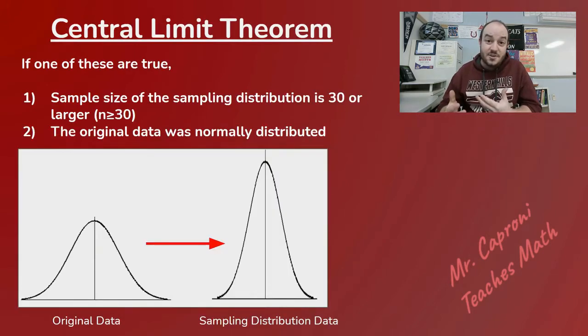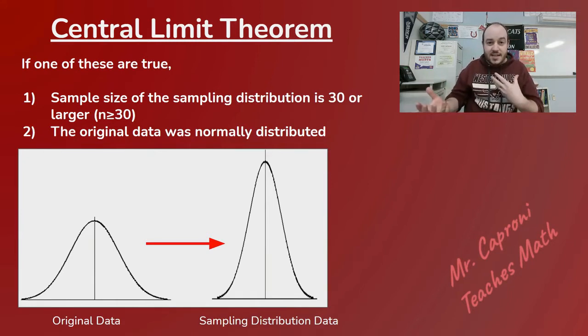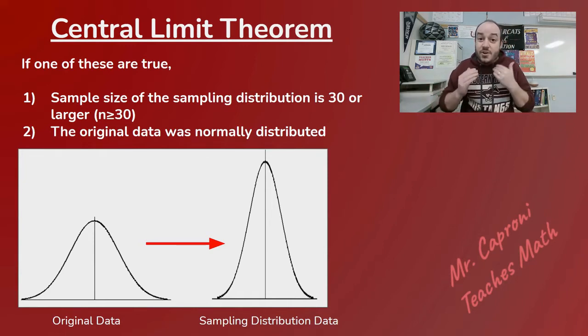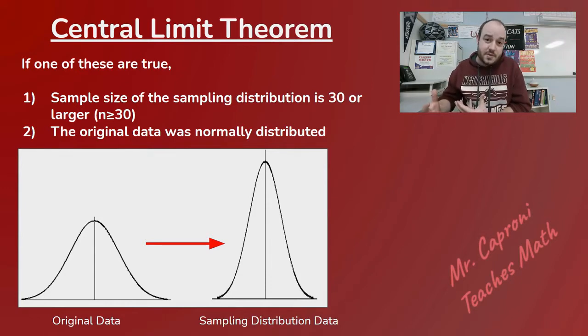Now, the second item is that the original data was already normally distributed. If the original data was already a bell-shaped curve with the mean in the middle, symmetric on both sides, then you don't have to worry about that sample size of 30. As long as it was already normal, we can move on with our Central Limit Theorem.